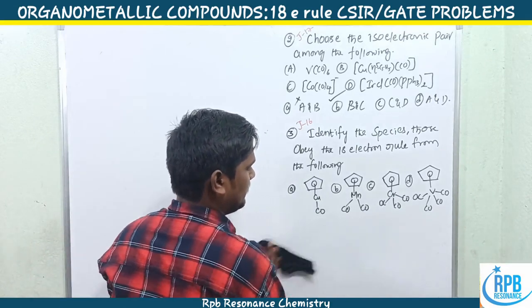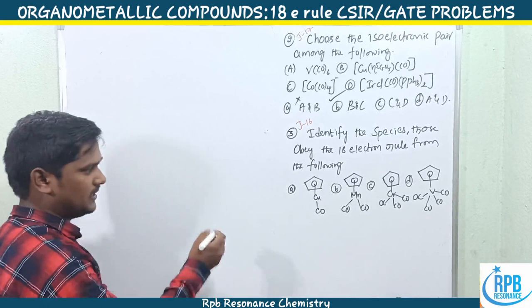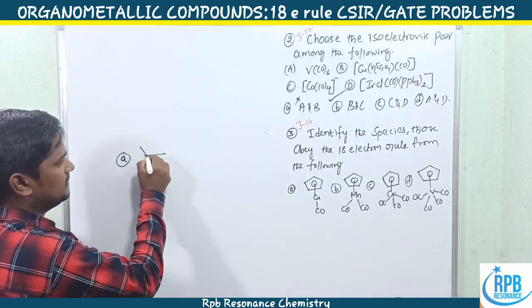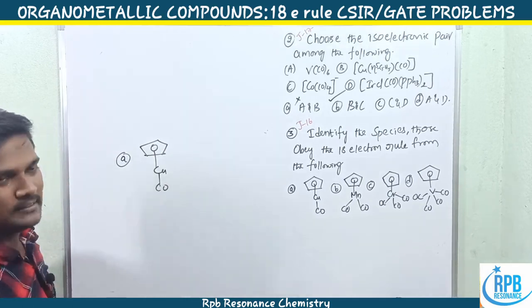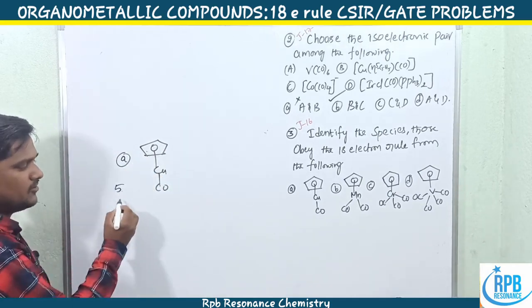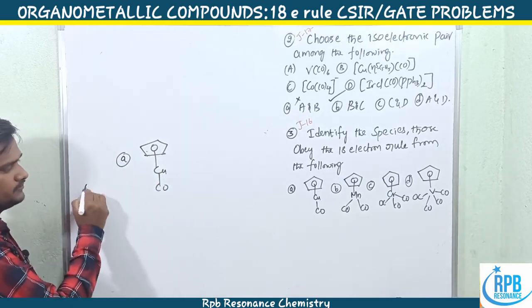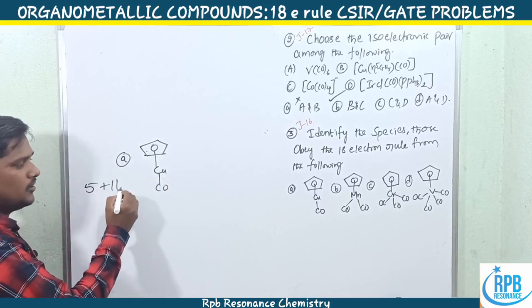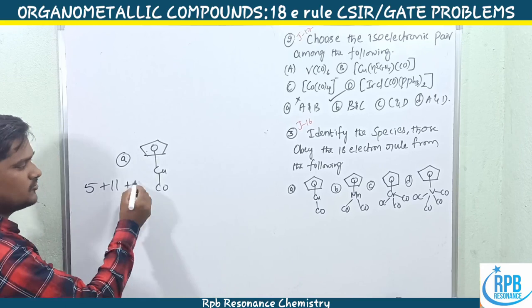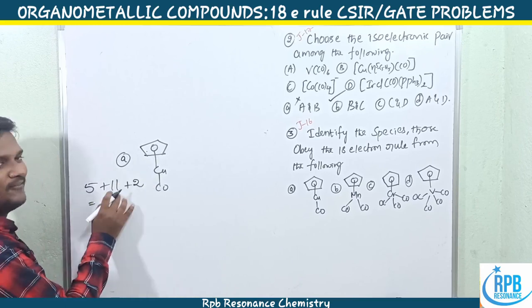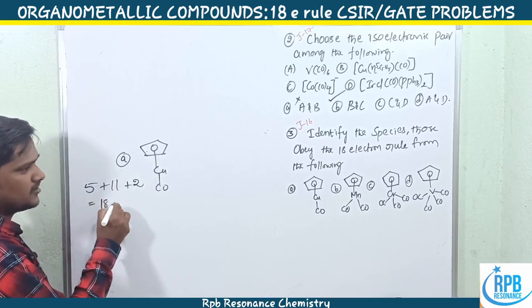Let's look at option A. So that is Cp Co(CO). Here Cp is a 5 electron donor. Copper is an 11 electron donor, it has 11 outermost valence electrons, and carbonyl is 2. So totally 11 plus 5, 16, 16 plus 2, 18 electrons.